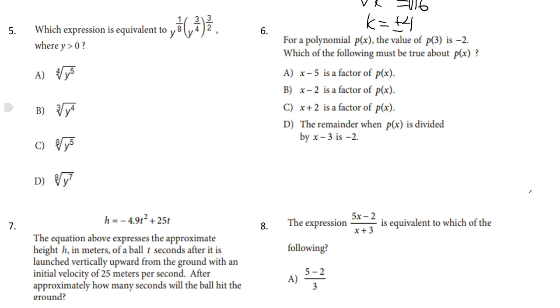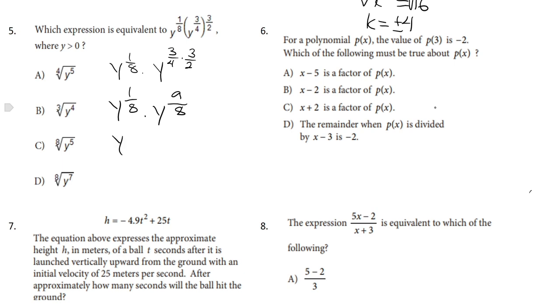We're going to have y to the power of 1 over 8 times y to the power of 3 over 4 times 3 over 2. We'll simplify this to y to the power of 1 over 8 times y to the power, and then we multiply these two fractions together. 3 times 3 is 9. 4 times 2 is 8. Now that we have the same base multiplying together, we can add the exponents together.